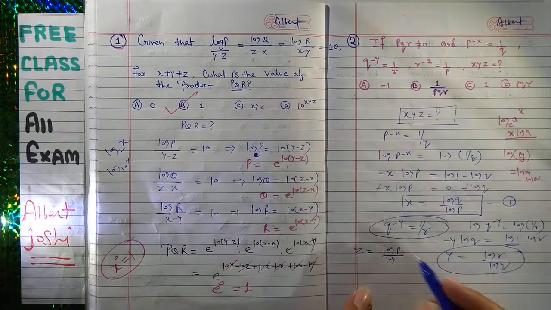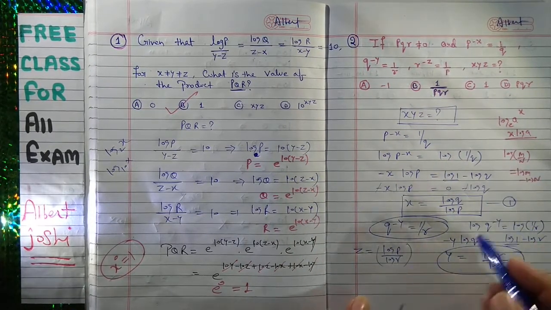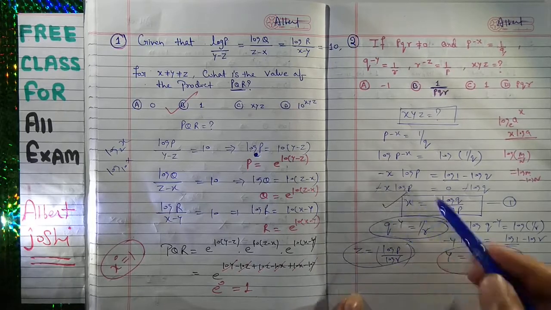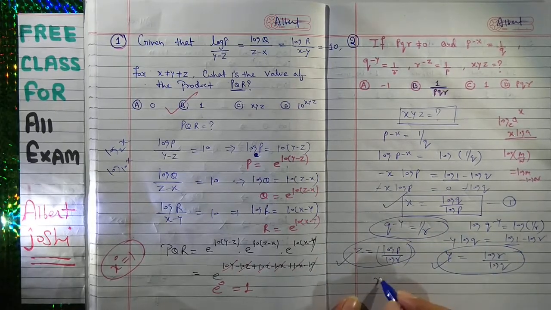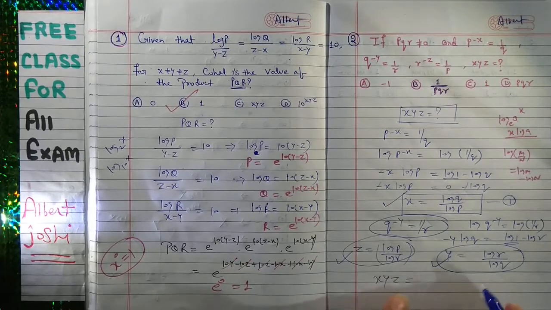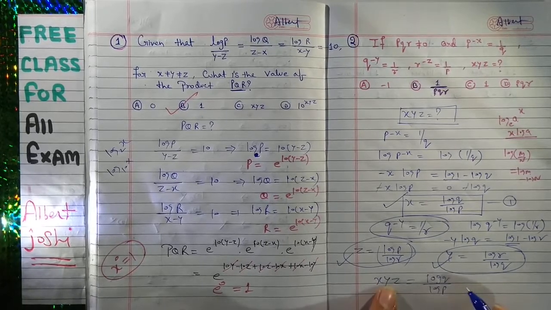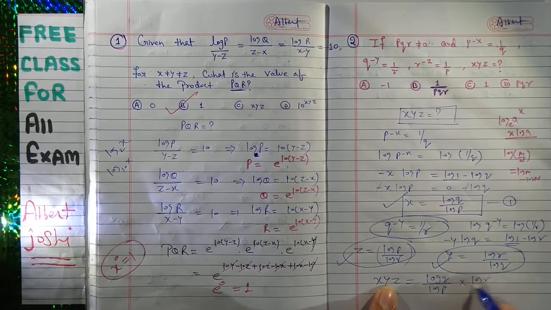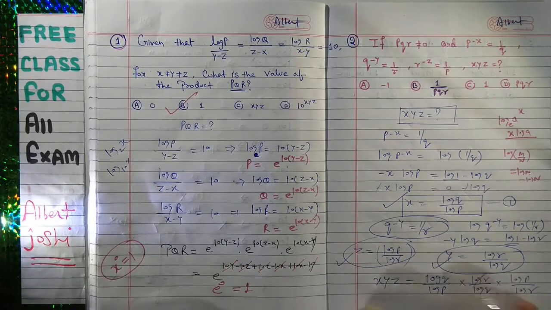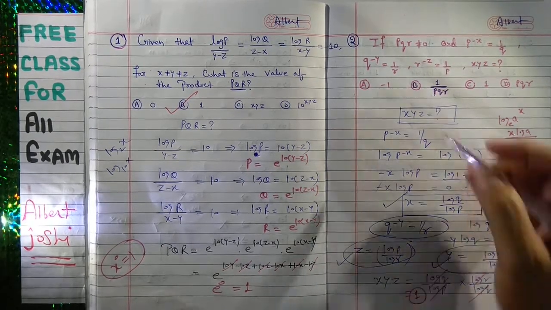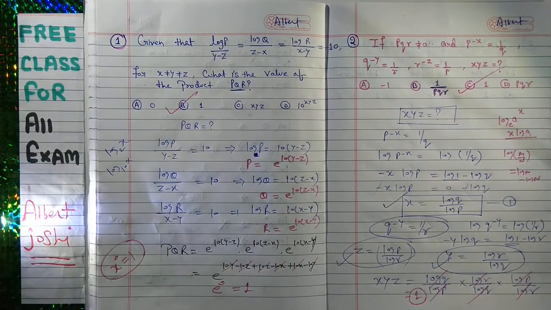So now you have to multiply this x value, y value and z value. The value of x is log q upon log p, the value of y is log r upon log q, and the value of z is log p upon log r. Now you can see log p cancels, log q cancels, log r cancels. So everything is cut and you have got 1. So your answer is 1. I think that you understand.